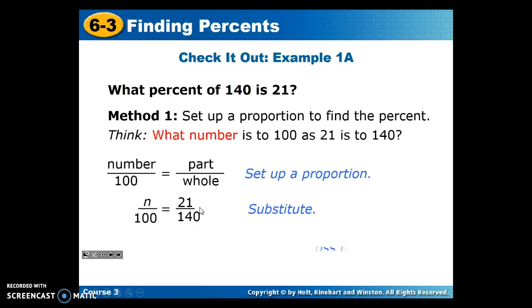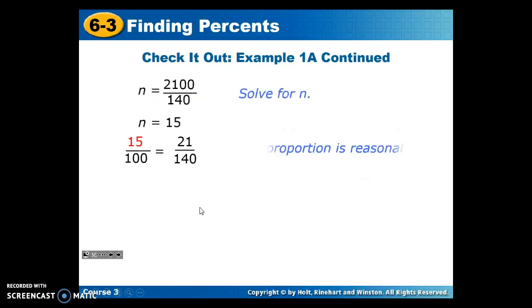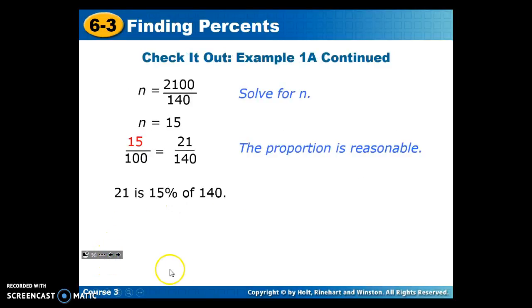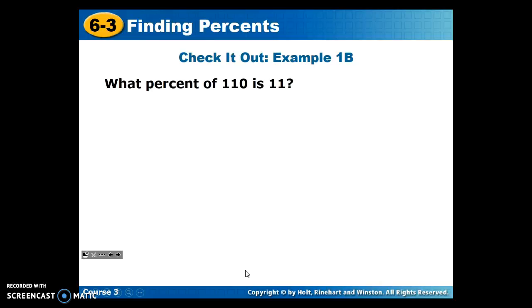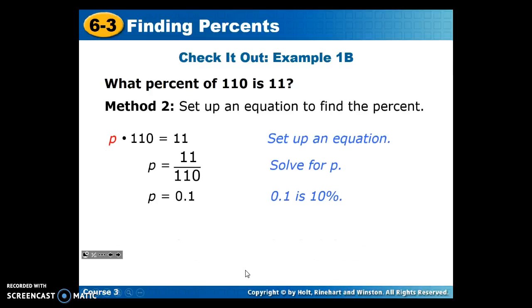So this way is through the proportion way. I'll go back. So the answer should have been 15%. And if you would have done it with the equation way, you would still get the exact same answer. Okay, now try this one. Hit pause now. And we're back. They're going to model this with the equation way. Either way would still give you the same answer of 10%.